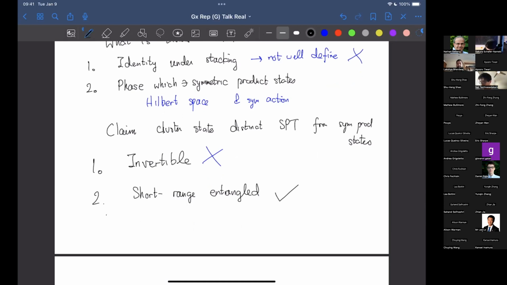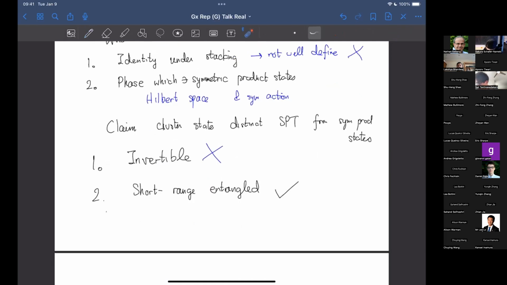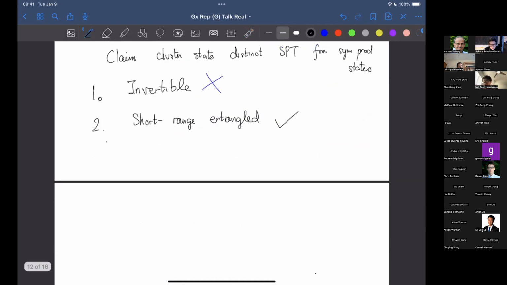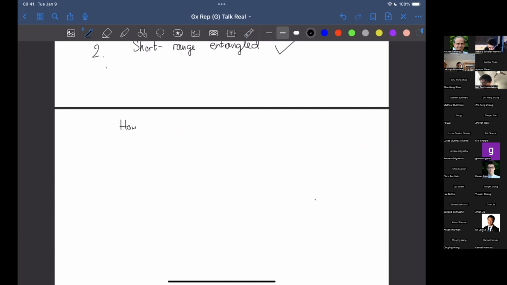Okay. Now, how do I show that this cluster state is distinct from the symmetric product state? To show that it is non-trivial, I'm going to use a duality argument. The idea is basically to gauge rep G. And actually, this argument already works for Z2, so let me just do that. For the general G case, you just need to keep track of the X's and Z's properly.